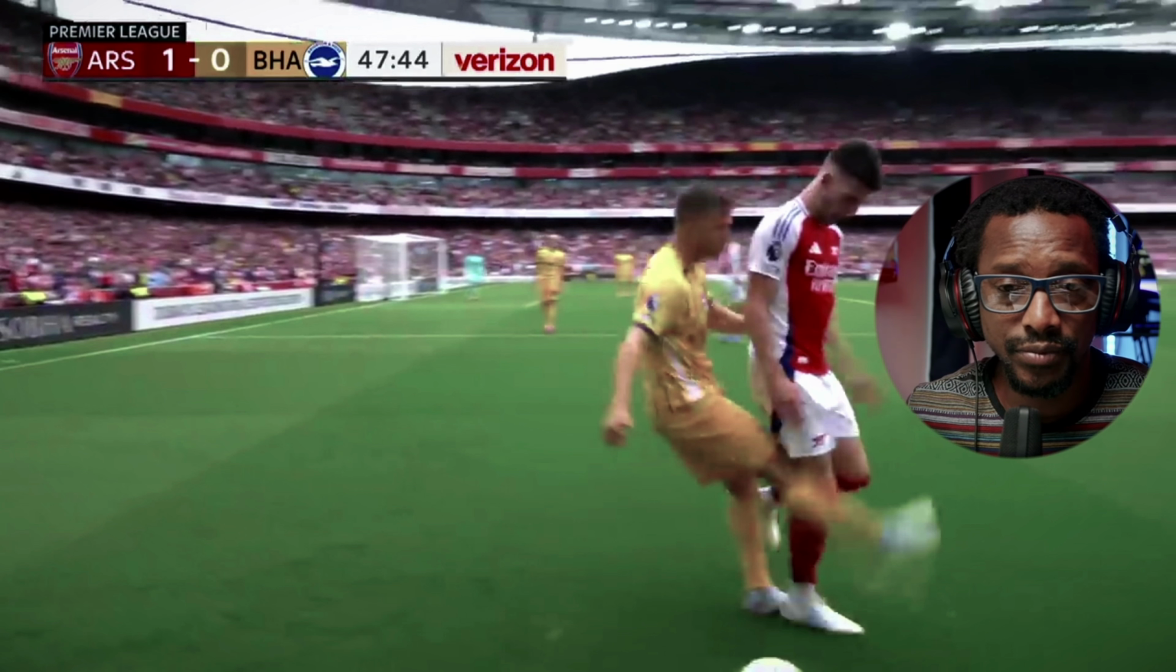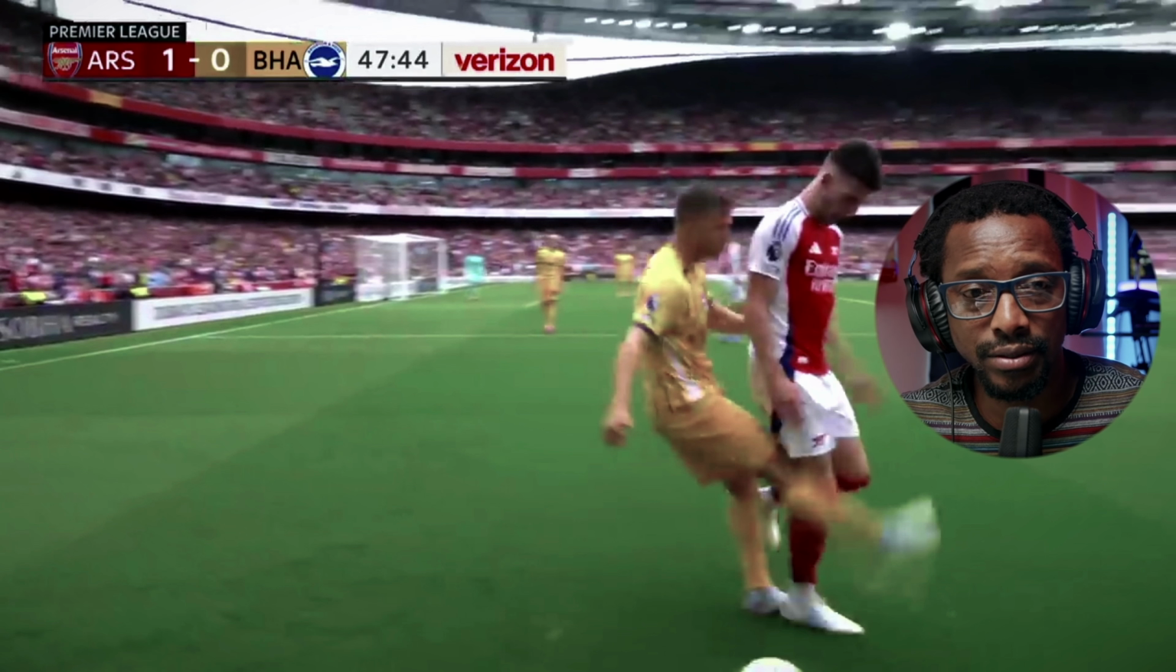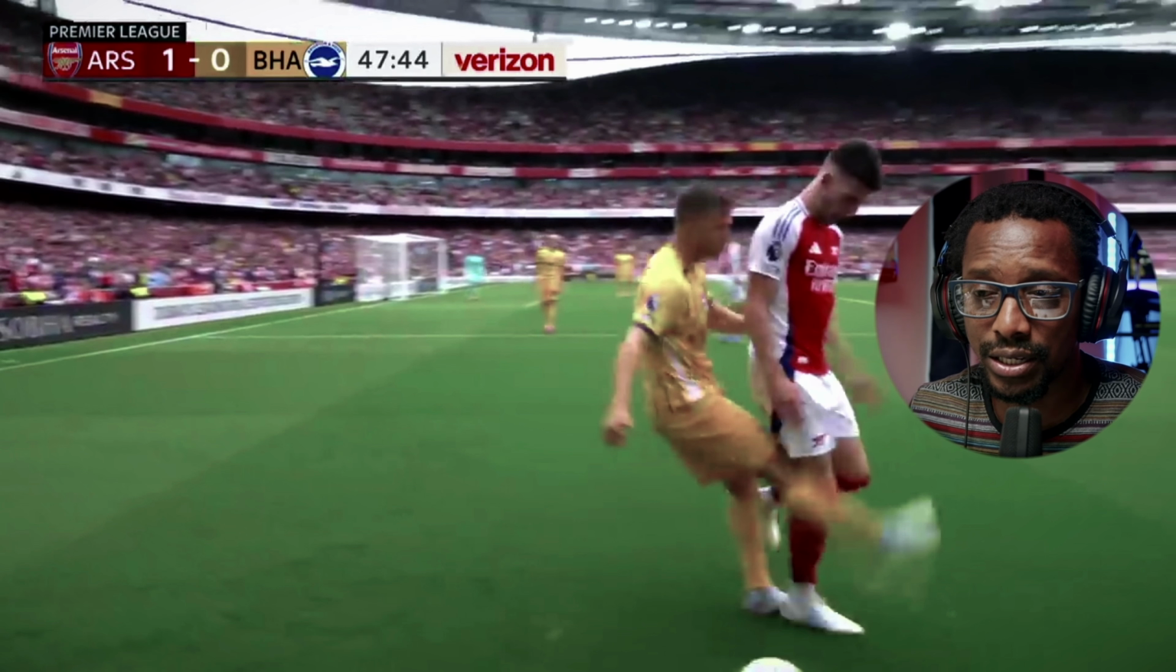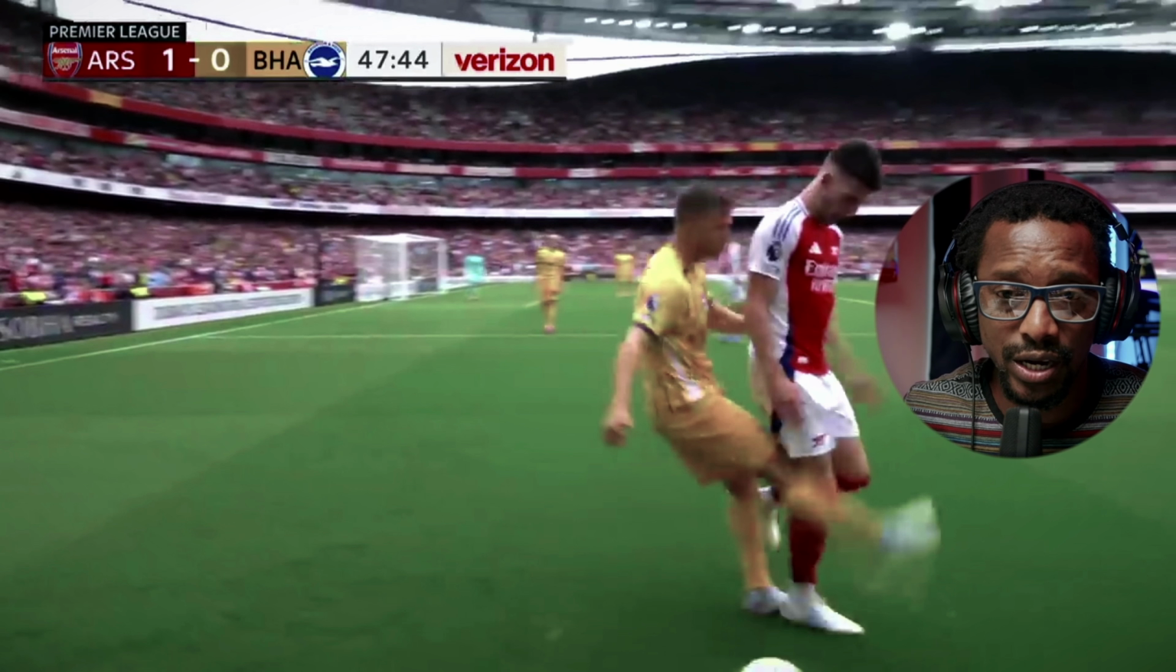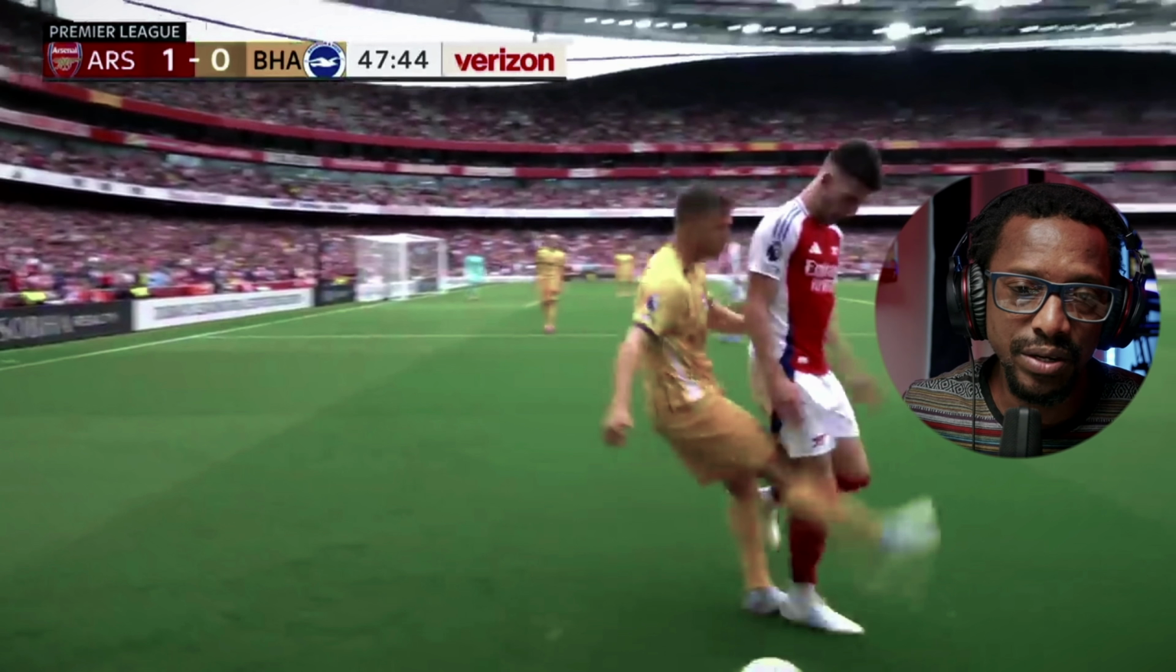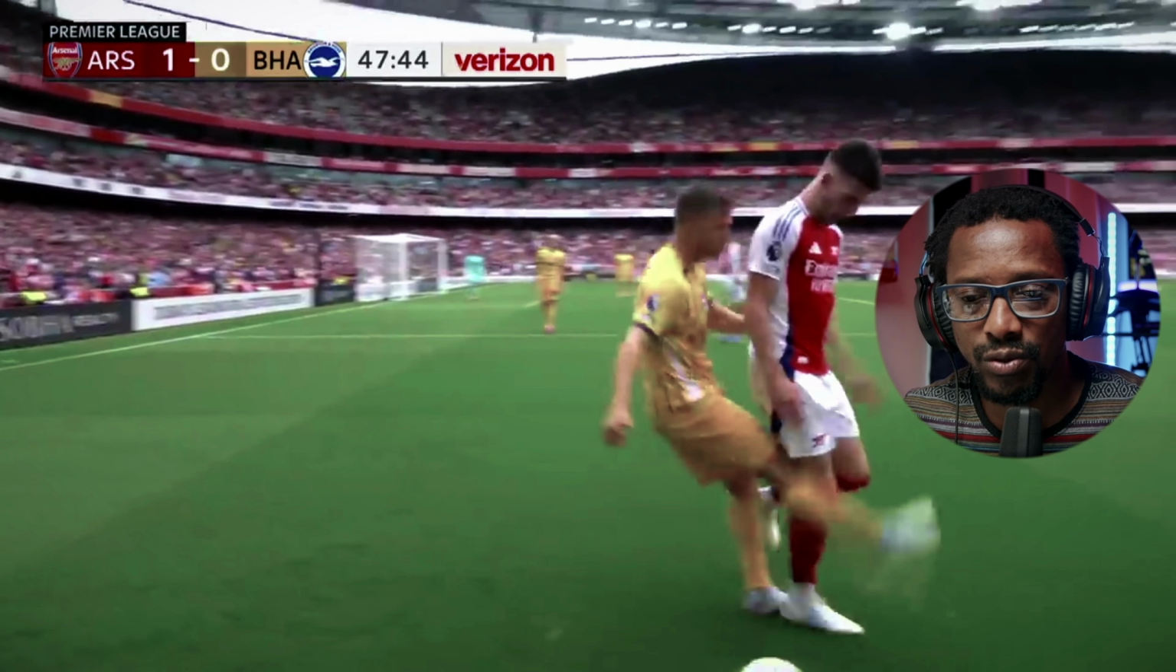Having said all of that, Brighton still could not beat us with 10 men. And I'm proud and happy that we walked away with a point. If we had lost this game, it would have been a different story for me. I'd be upset, but you know, we walked away with a point.